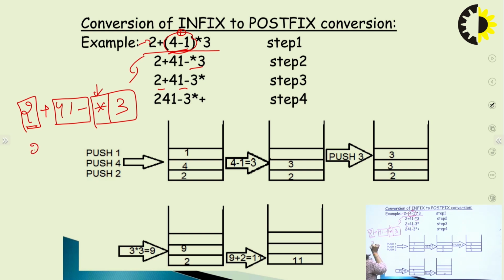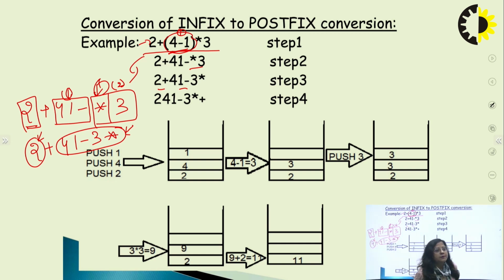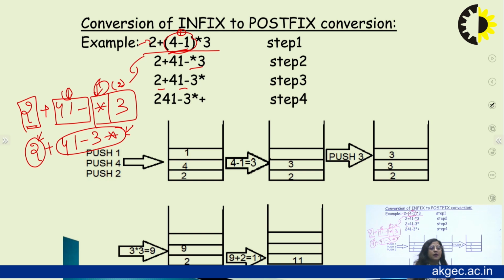Now 2 plus, this is just the same. According to this, first operand, second operand, then apply the operator. So 4, 1 minus: this is the first operand, this is the second operand. Now apply the operator. Got it? And according to this, this is the first operand and this is the second operand, and use one operator, plus. Now you can easily convert into postfix.